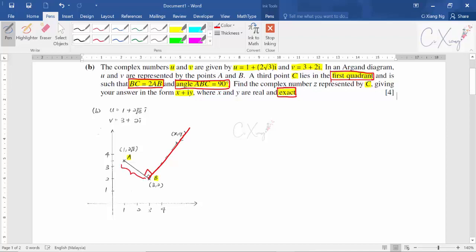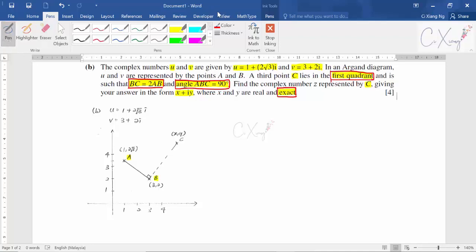Maybe some students will tell me, hey, actually C can be at other places also, because C can be here also. The length BC equals 2 times AB, and they are also 90 degrees here. But if you have C in this part, you will see that C is actually not in the first quadrant. So that's why they restricted everything for you already. In short, when I analyze this question, I know that my C should be around here.